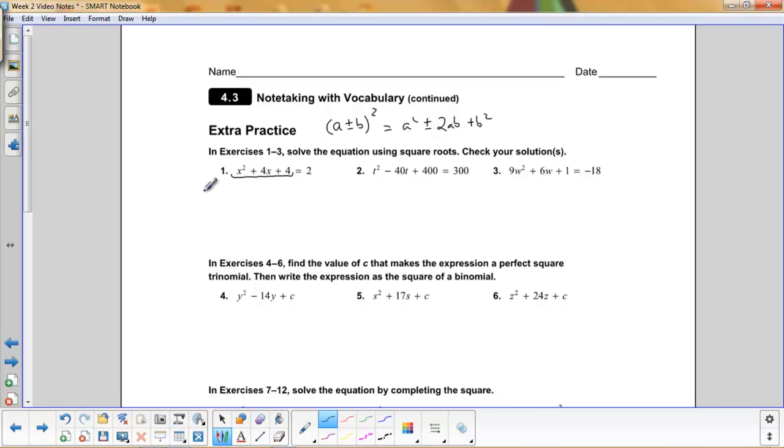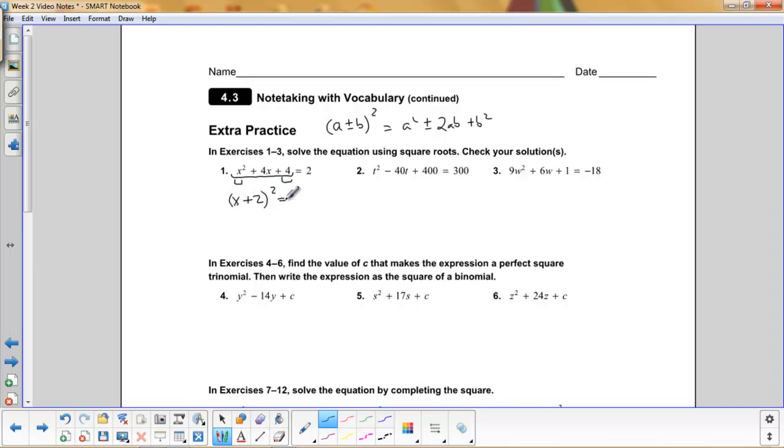So if this is a perfect square trinomial, then this is a squared. The square root of x squared is x. And if this is a perfect square trinomial, then this is b squared. The square root of 4 is 2. This symbol always matches that symbol, so that's how I know it's plus, and I write it as a binomial squared.